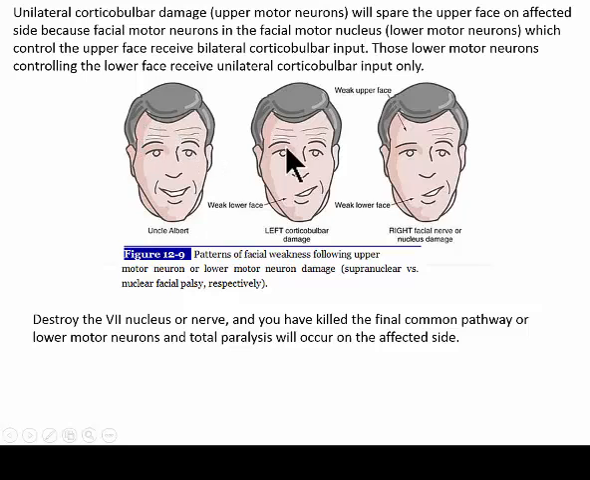So it's very hard to knock out the forehead innervation, because the muscles in the forehead that are innervated by the facial nerve receive bilateral cortical bulbar input. So a stroke or a tumor in the cortex is not going to wipe out the forehead. The lower face only receives ipsilateral cortical bulbar input from the opposite side, which comes down and synapses. And we'll show that in the next drawing.